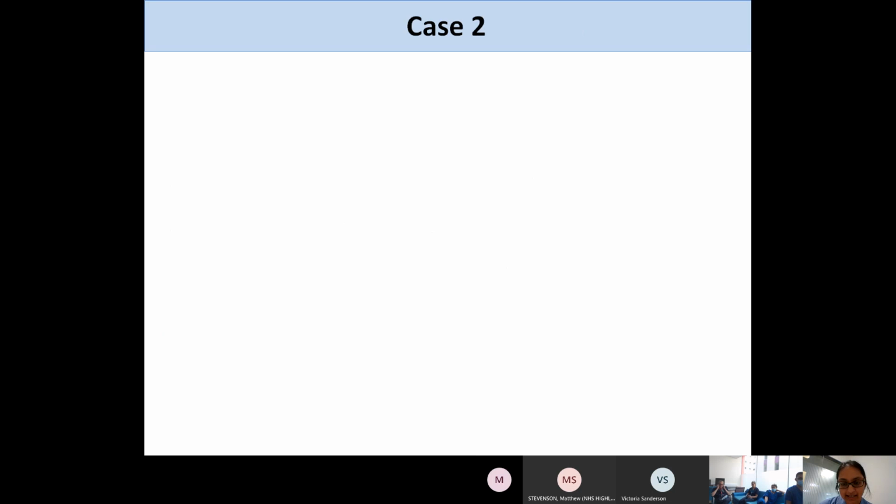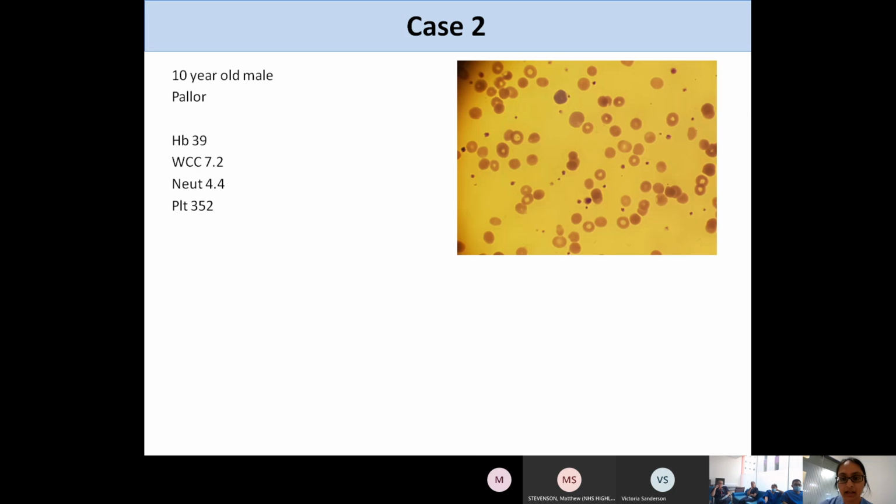So now I'm going to go on to the second case. So completely different. This is a 10-year-old boy, and the clinical details were pallor. He had a hemoglobin of 39, so it's no wonder that he was pale. White cells and neutrophils were normal at 7.2 and 4.4, and his platelets were normal at 352. This was his blood film. So you can see there's not very much on it. So there's very few red cells around.